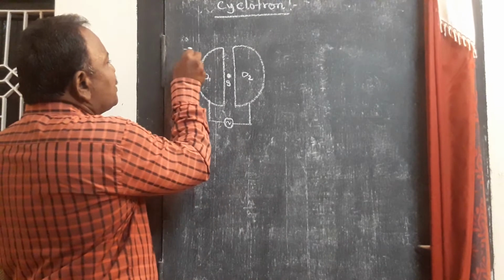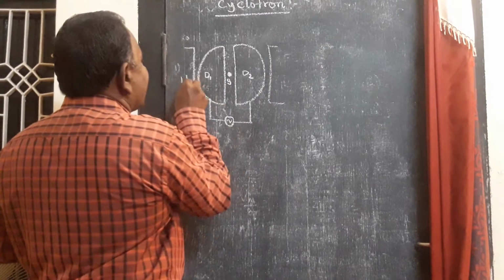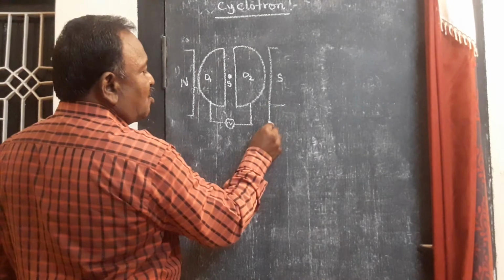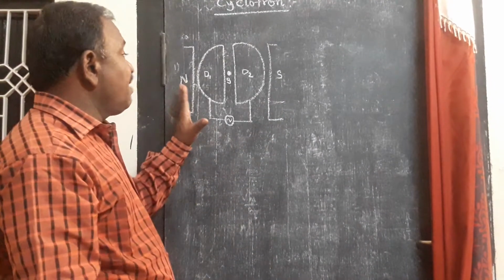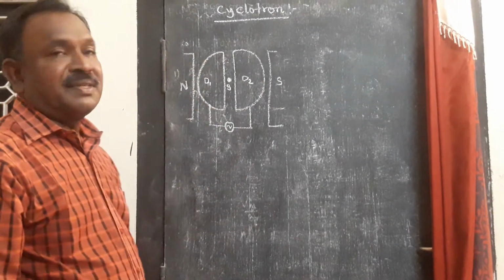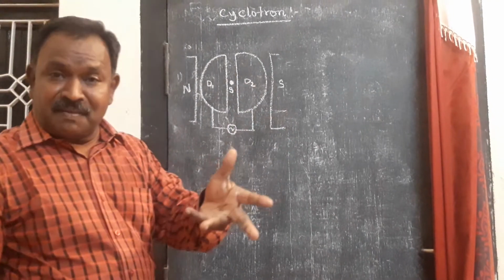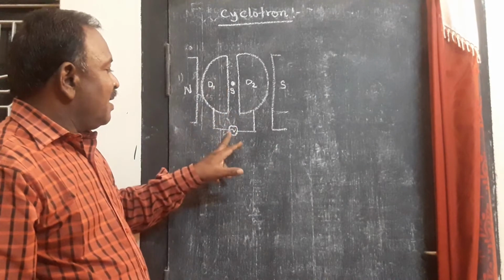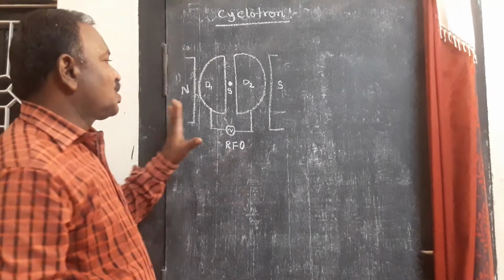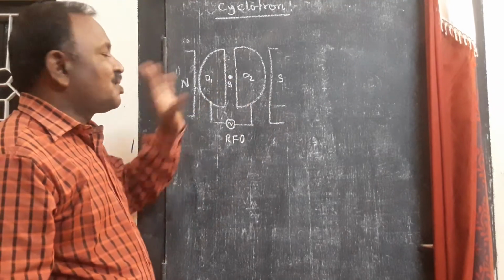Now the two Ds are kept between the pole pieces of an electromagnet. So we have two pole pieces. When the electromagnets are excited, they produce a uniform magnetic field in the region of the Ds. So the magnetic poles produce the magnetic field, and the radio frequency oscillator produces the electric field. Under the combined effect of the electric field and magnetic field, this charge will move.